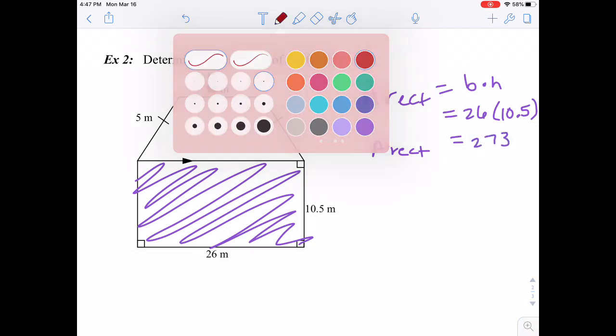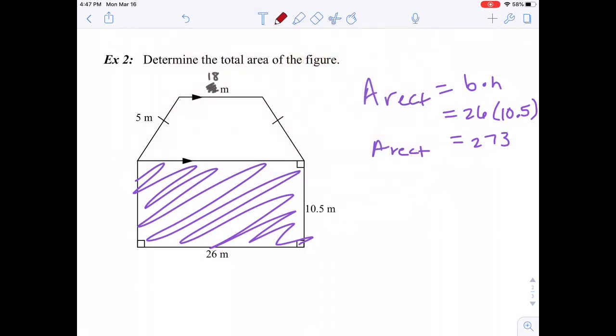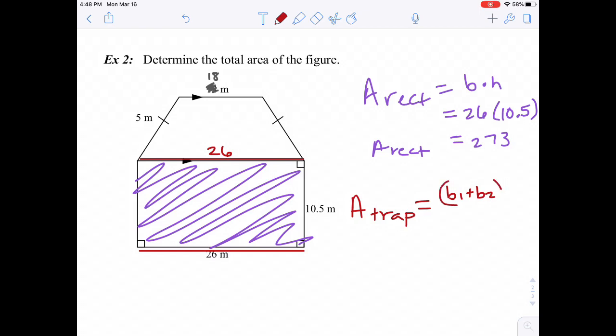Now, I also need to find the area of this trapezoid, and if this base here is 26, so is this one here because of the rectangle. So when I start to try to find the area of my trapezoid, I can at least figure out the sum of my base 1 and base 2. I can see my base 1 is 18 and my base 2 is 26. The problem is I still don't know that height yet. So I'm going to go ahead and draw in my height right here.